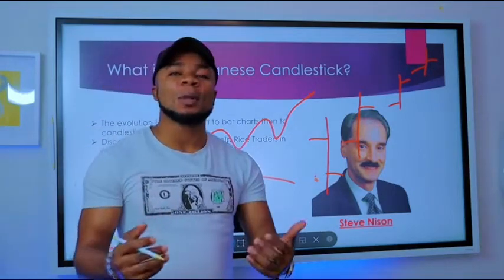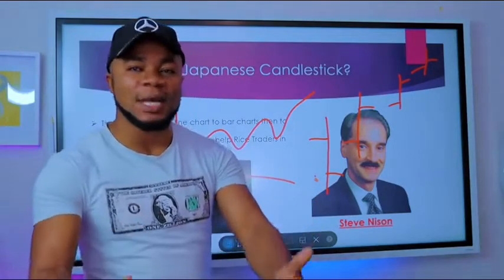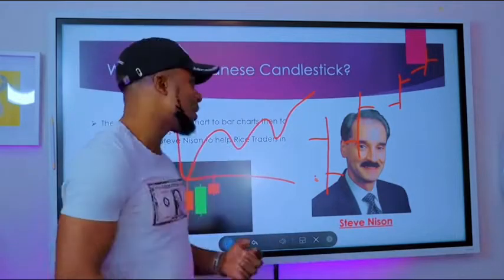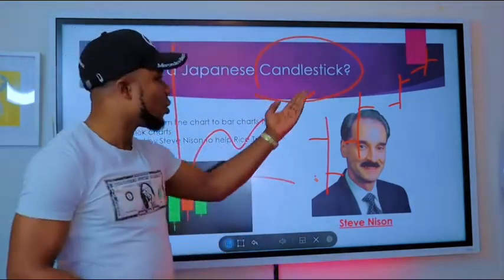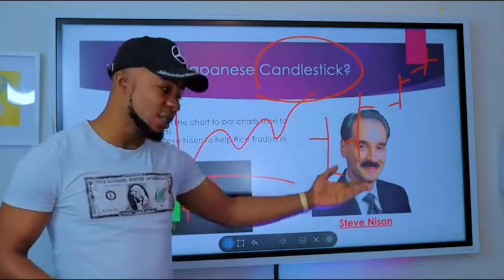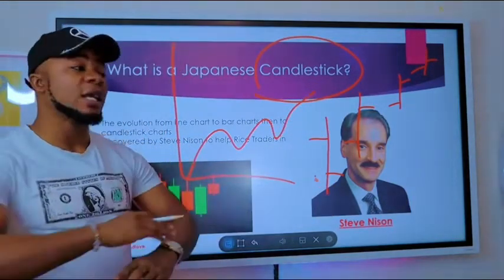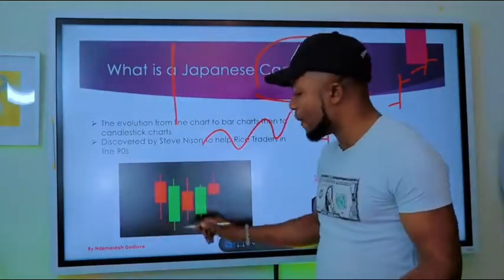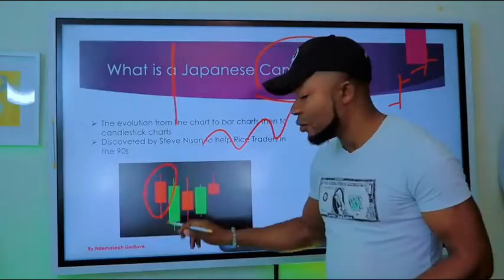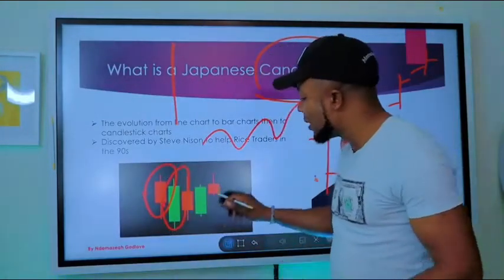It wasn't easily readable. So they came up now with a modification of a bar chart, and that modification was what they call a candlestick. So that is how a candlestick came into existence. You can see here we have a candlestick, and it is easily readable. You can easily know the bearish candle, the bullish candle, and the engulf.